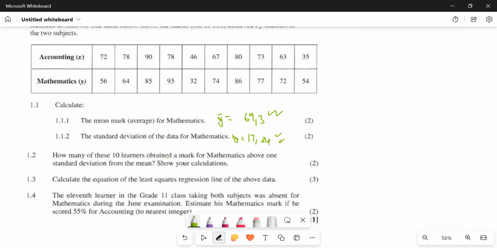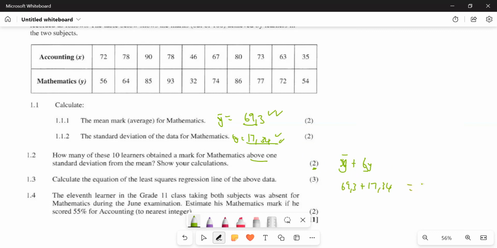Okay, how many learners obtain a mark above 1 standard deviation? They didn't say within, they said above. So above means you are going to take the mean plus the standard deviation. Within would be 3 marks, but above is going to be just 2 marks, because you say mean plus the standard deviation. Let me be careful here, it is the mean for Y plus the standard deviation for Y. The mean for Y is 69,3 plus 17,34.